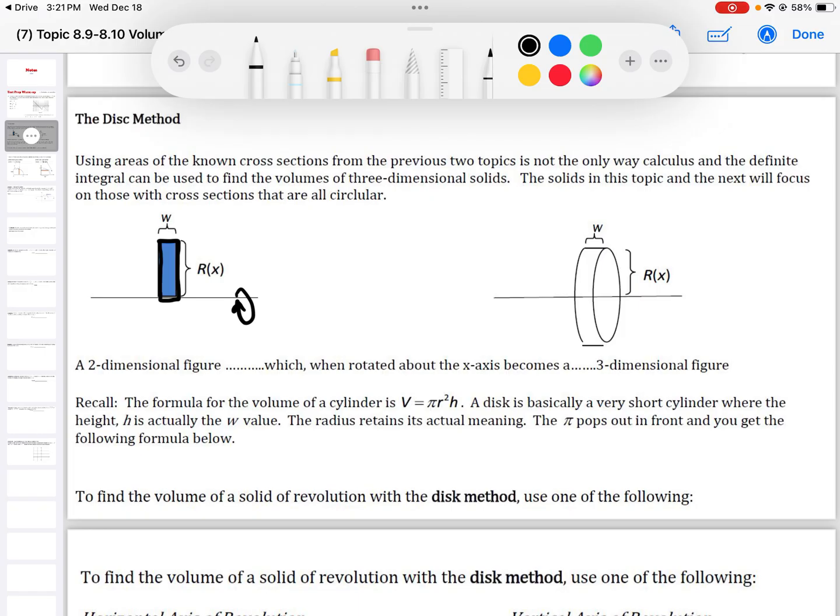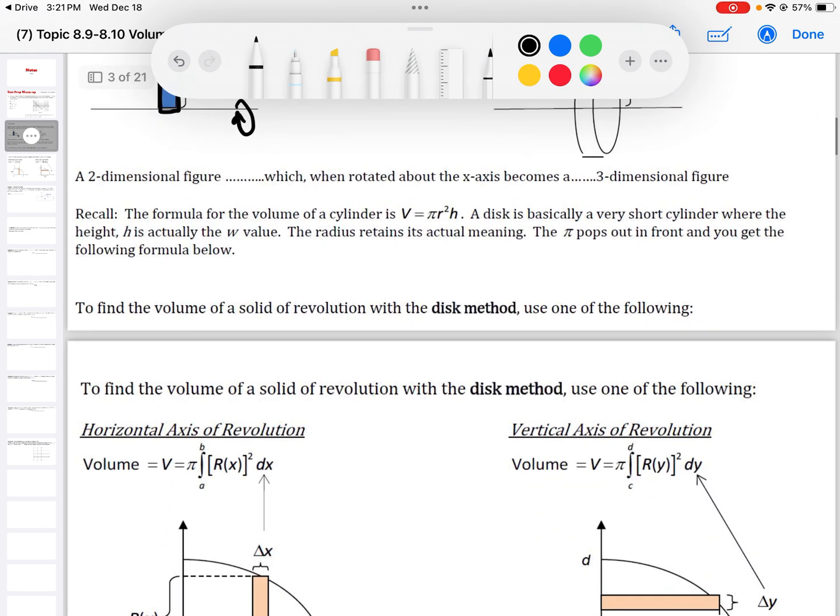All right, so a two-dimensional figure, when it's rotated around the x-axis or the y-axis, becomes a three-dimensional figure. So recall the formula for a cylinder. The volume is equal to pi times the radius squared times the height. So it's the big B times H, the volume of a prism, right? The big B is the base. In this case, the base is going to be a circle, so it's pi r squared times the height. So the disk is basically a very, very short cylinder where the height is the W value, which is basically going to be 0.